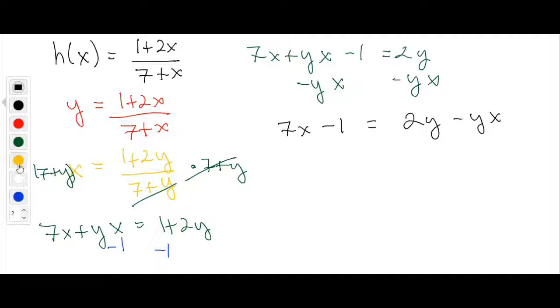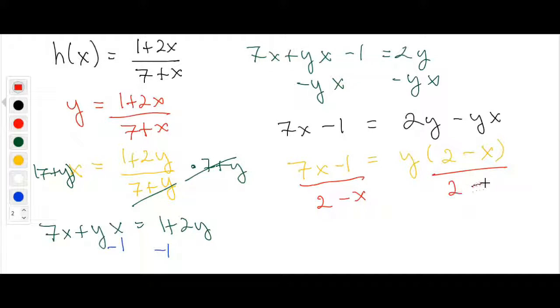Take out a y. Yes, we're going to take out a y. Now that gives us y times (2 minus x) equals 7x minus 1. Finally, for the last thing, we're going to divide both sides by 2 minus x. This should now give you the final answer. I actually want to keep this color. It looks kind of cool. (7x minus 1) over (2 minus x) equals y, which also equals h inverse of x.